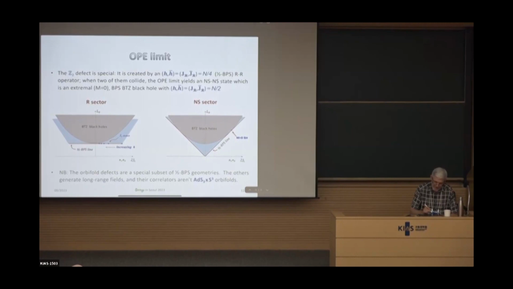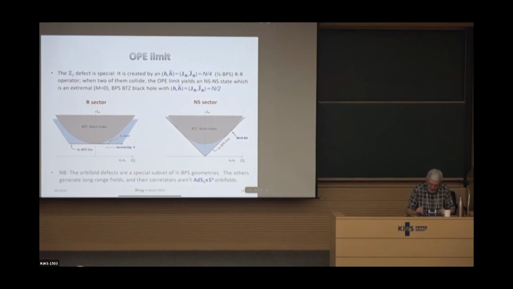But the Z2 defects that I've been describing actually turn out to be in the Ramond sector. The product of two such defects then is a state that lives in the Neveu-Schwarz sector, and it's basically this state here. So the idea is that in the OPE limit of two Z2 defects, where I bring the two defect operators close together, they make a state which is a pure state BTZ black hole in the NS sector, which is exactly at the zero mass BTZ threshold.